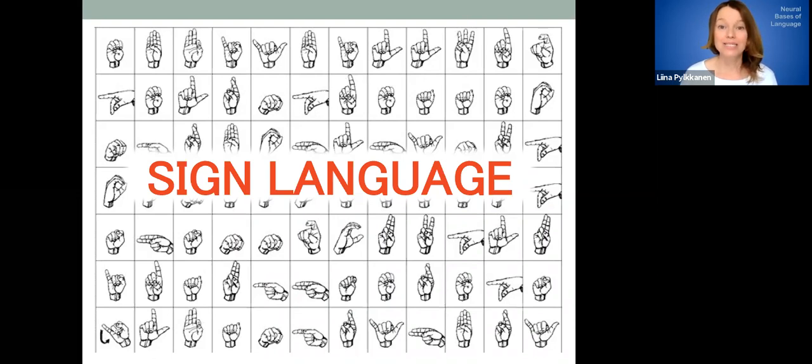Okay, so now let's turn to sign language. So far we've mostly talked about spoken languages, and in spoken language, the articulator, so the organ that externalizes the language, is obviously the mouth and the vocal tract. But in sign language, the articulator is the hands. And so now I want to ask the question of how that affects the neurobiology of language.